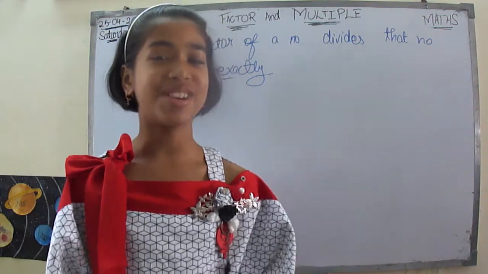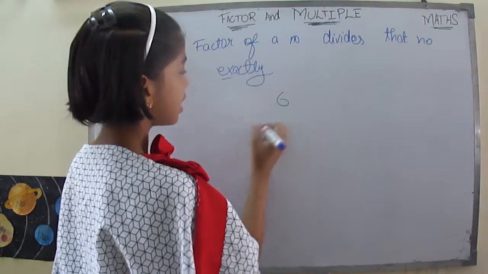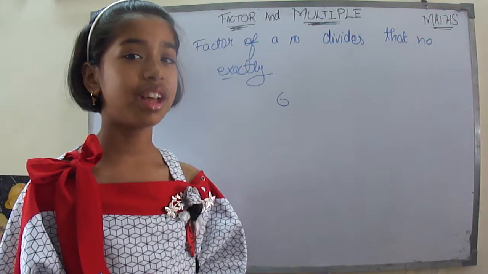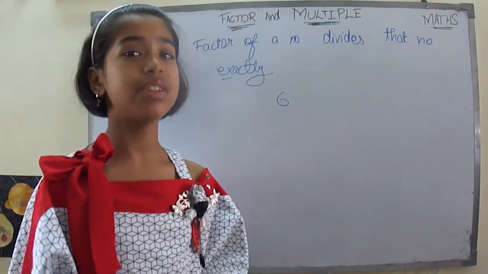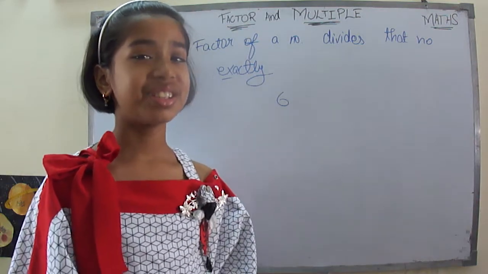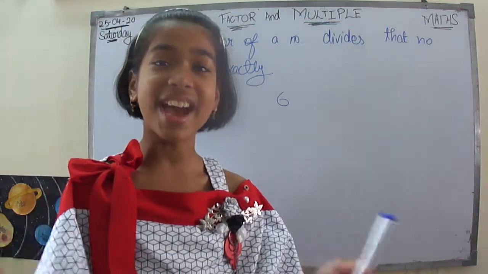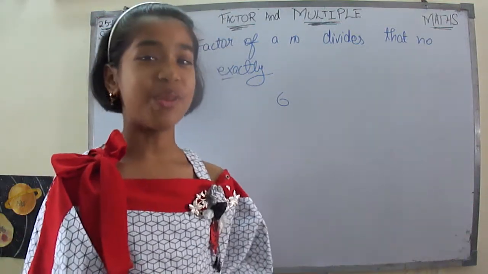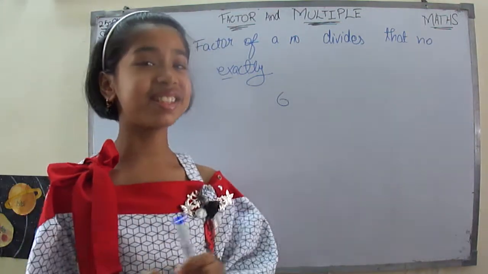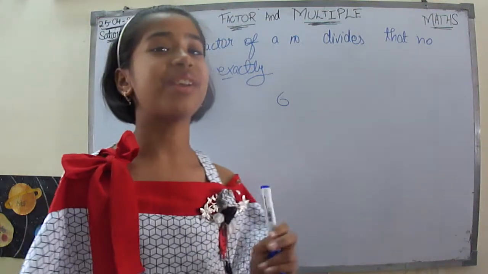Take an example, like 3 and 6. I have a number here, 6. Can I say that 3 is a factor of 6? Yes, I can, because if I do the division, I get 3 into 2 gives me 6. So I get the remainder as 0. That means it is dividing exactly. So 3 divides 6 equally, which means 3 is a factor of 6.